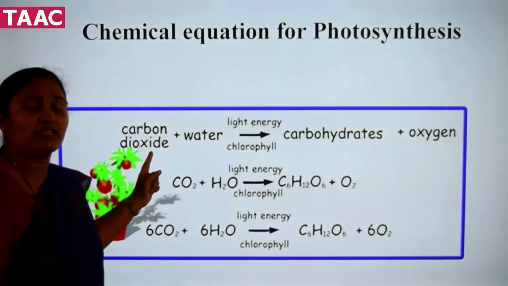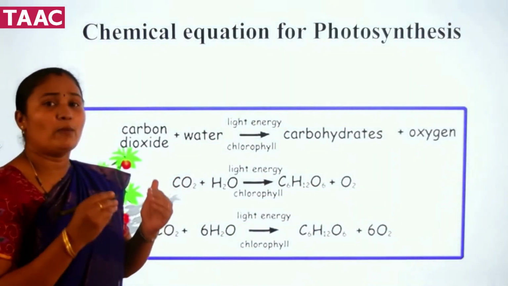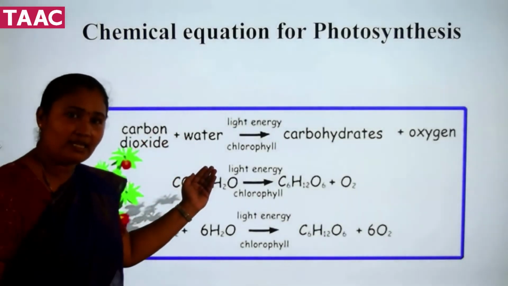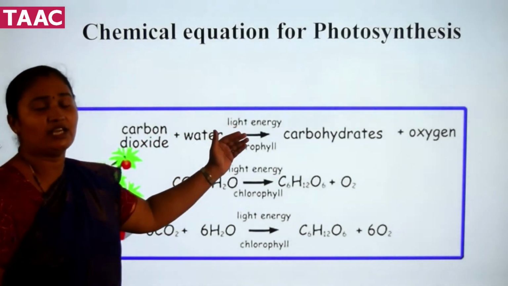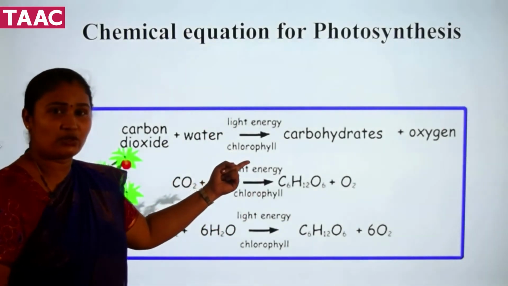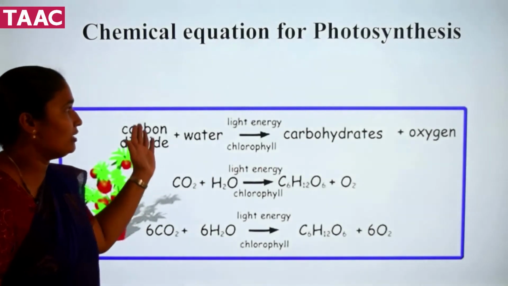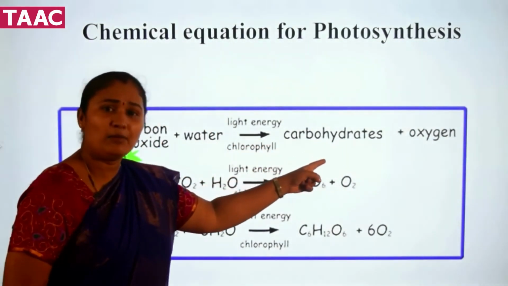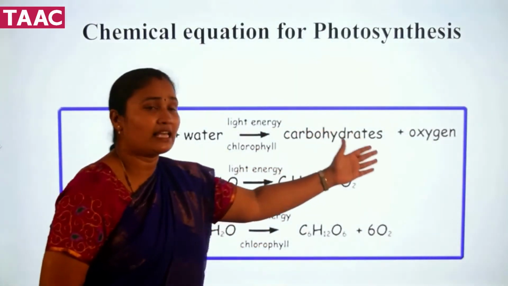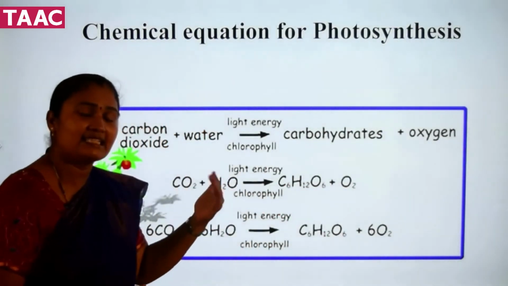First of all, the essential factor is carbon dioxide. The carbon dioxide gas in air is taken in by the plants. So carbon dioxide and water, in the presence of light energy, which is obtained from the sunlight, and in the presence of chlorophyll, a green colored pigment, all combine together to form carbohydrates, and this is the plant food. Along with that, which gas is evolved? Oxygen is evolved out.